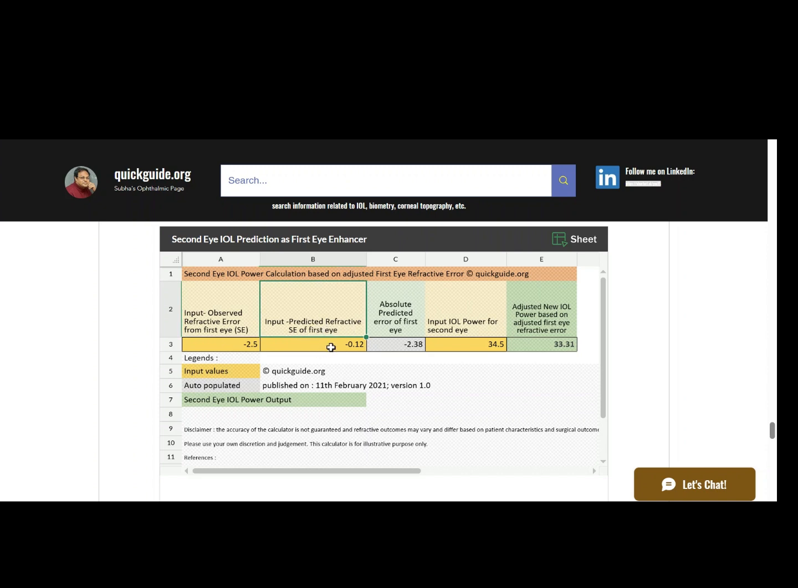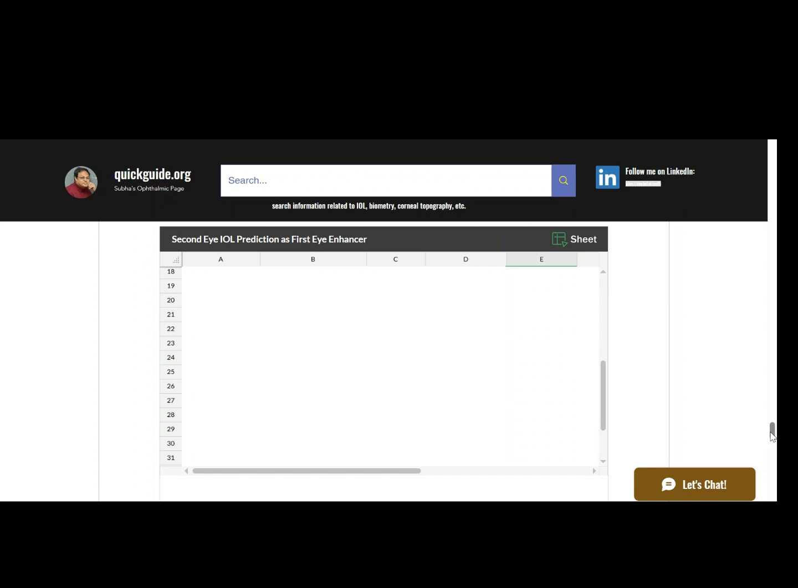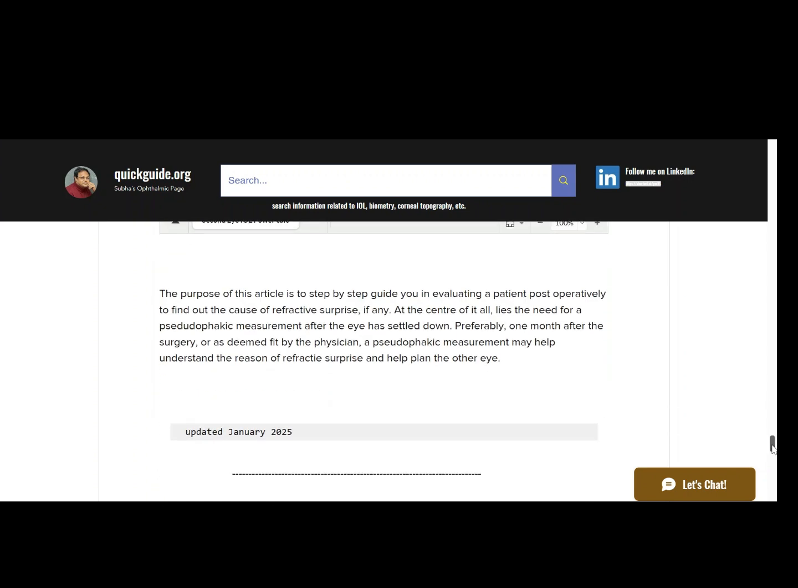predicted refractive error was minus 0.12, say for a 22 diopter lens, then your real and absolute refractive error is minus 0.238. And based on that, if your input IOL power was 34.5, then your new IOL power should be 33.31. So it is always half of the absolute predicted refractive error, based on many of the studies that you find over here. I hope you find this article in my blog interesting.